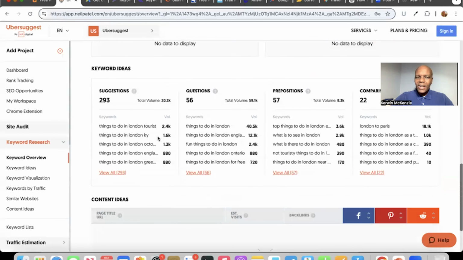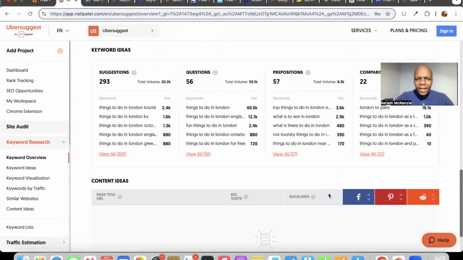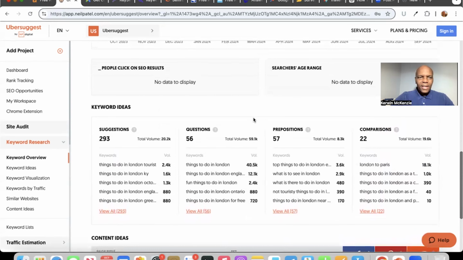When you go a little further down, you can see you can do things to do in London tourist, is that right? Things to do in London, England, but there's also London, Ontario. You can say London for free. And this gives you an idea of what people are searching for and the number of times. Like things to do in London is 40,000 a month. Pretty hectic, right? Pretty heavy.